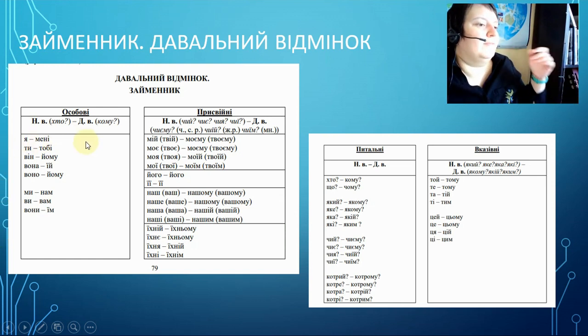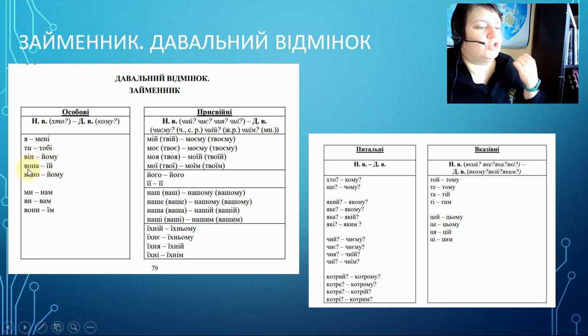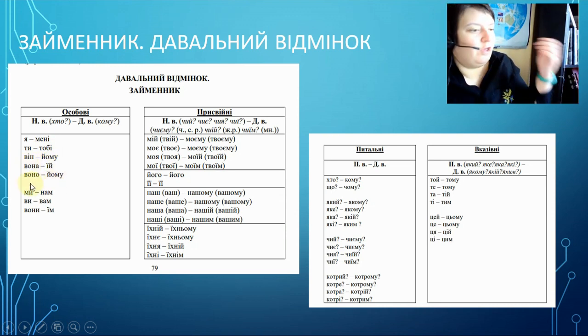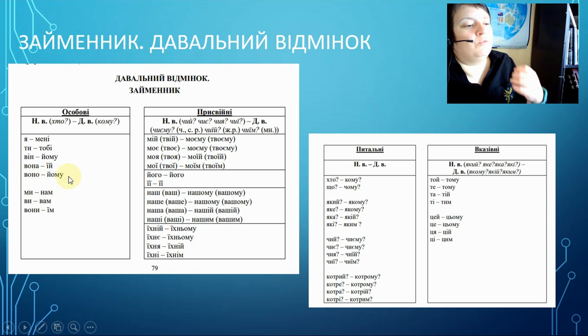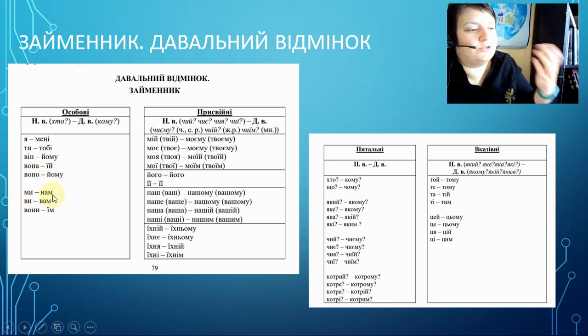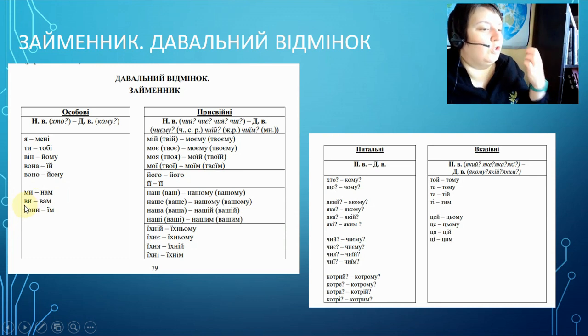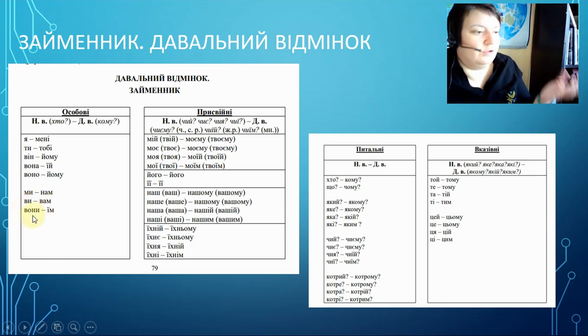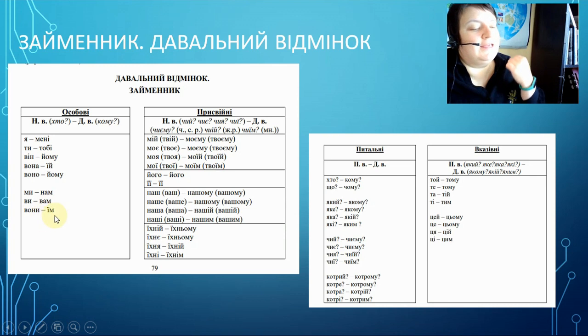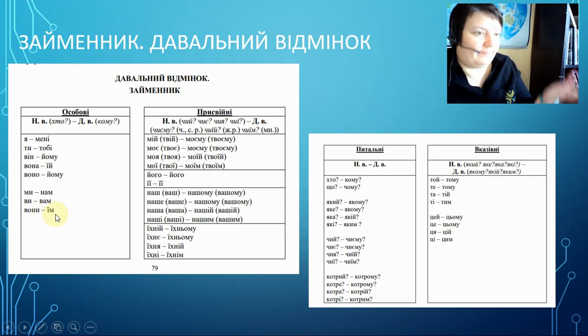Я, I, мені, to me. Ти, you, тобі, to you. Він, he, йому, to him. Вона, she, їй, to her. Воно, it, йому, to it. Ми, we, нам, to us. Ви, you, вам, to you. Вони, they, їм, to them.